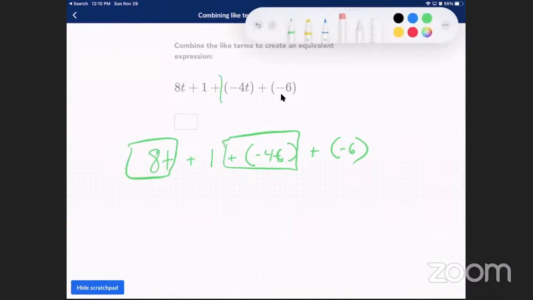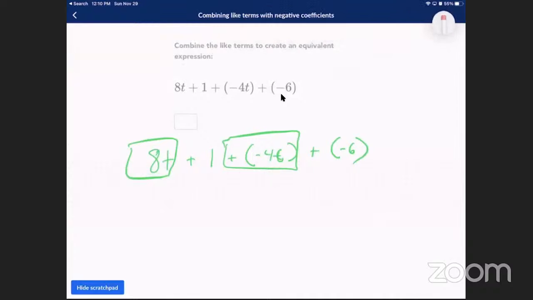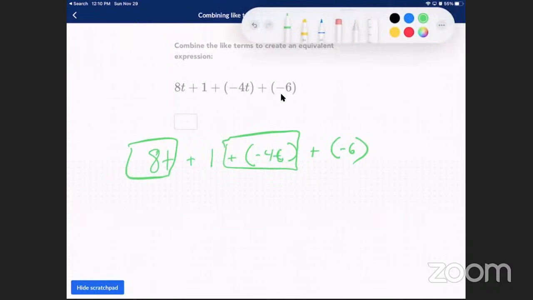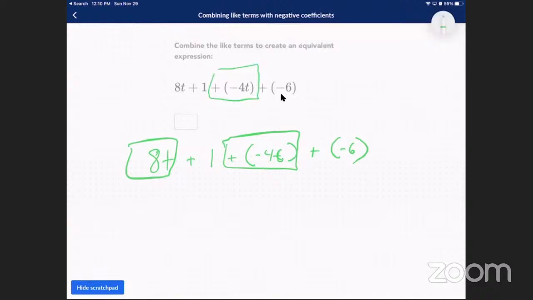Let me draw it up here where you can see what I'm doing. I'm going to put this here. I'm going to go here like that, and we want this one. So we know that this is a positive. So we can go ahead. We can say 8t. Positive times a negative is a negative. So we get negative 4t like that.